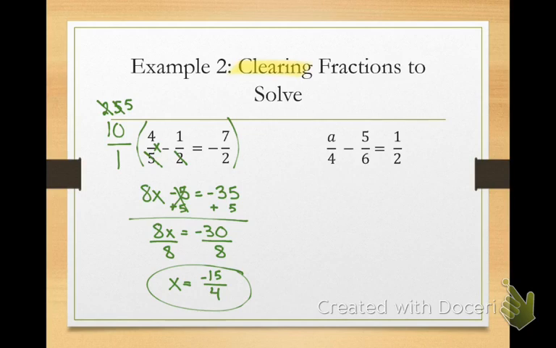Okay, what was the LCD? Y'all tell me. 12 was the LCD, which means I must distribute it by every fraction. So 4 went into 12 how many times? 3. And then 3 times A was what? 3A. 3A, okay? Now, 6 goes into 12 how many times? 2. And 2 times negative 5? Negative 10. Very good. And then lastly, 2 goes into 12 how many times? 6. So 2 cancels, and 6 times 1 is?